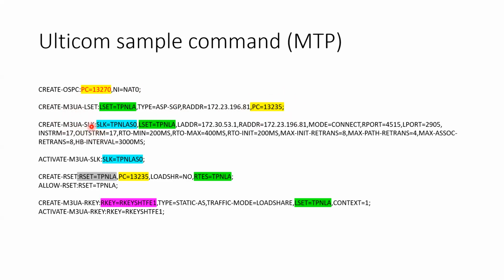You define the link. The link name is here, and it will be put in this link set with all these parameters. This is the local IP, the remote IP. This is the mode; there are several options. The port used by the STP is 4515. The port used by our entity is 2905. The in-stream, the out-stream, the RTO minimum, and of course the request timeout, you need to define.